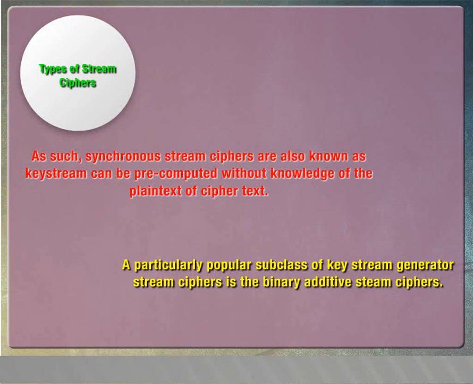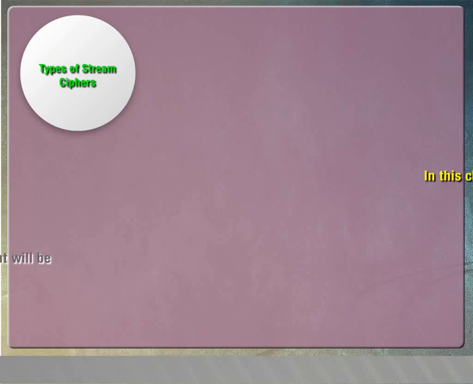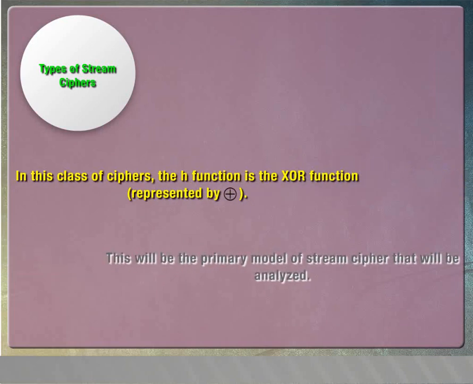As such, synchronous stream ciphers are also known as key stream generator stream ciphers, since the key stream can be pre-computed without knowledge of the plaintext or ciphertext. A particularly popular subclass of stream ciphers is the binary additive stream ciphers. In this class of ciphers, the h function is the XOR function. This will be the primary model of stream cipher that will be analyzed.